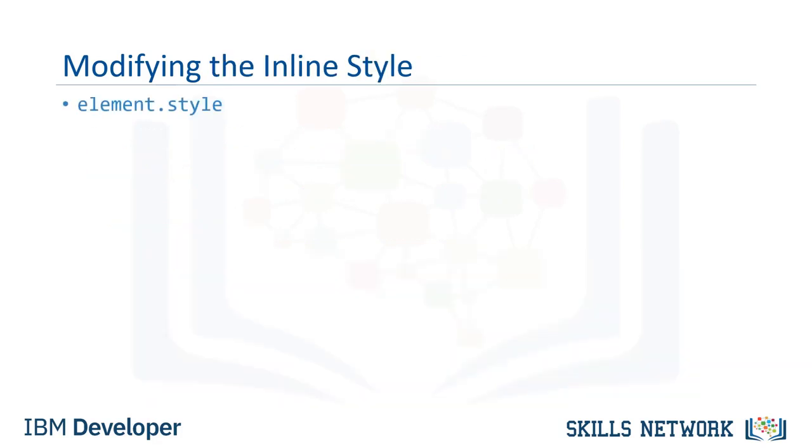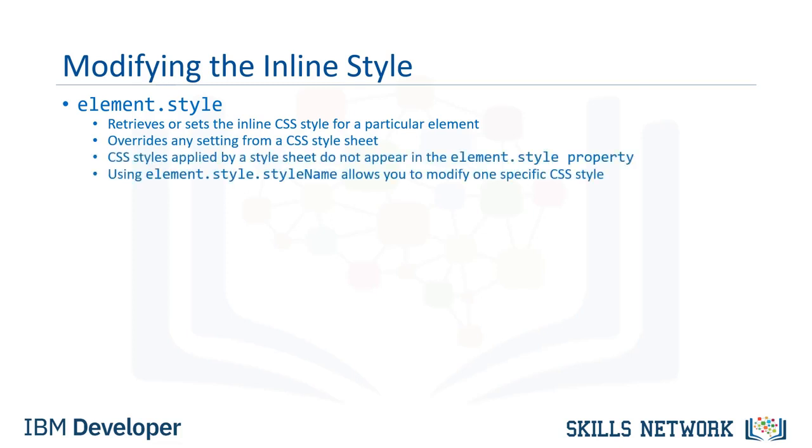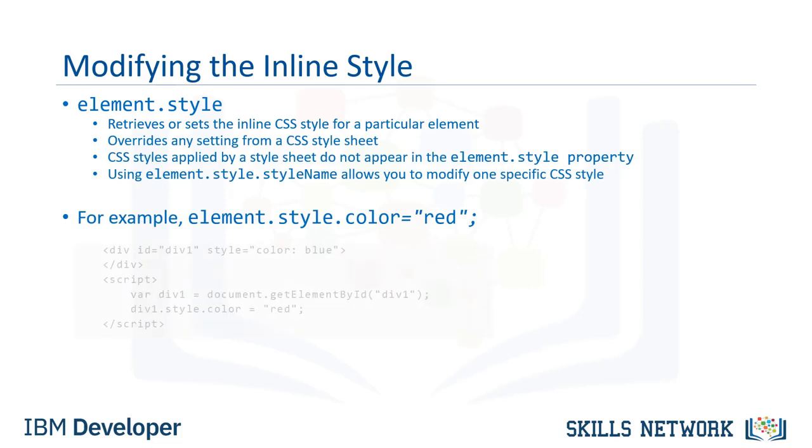You can use the element.style property to retrieve or set the inline CSS style for a particular element. If you use element.style to set the style of an element, it overrides any setting from a CSS style sheet with one specific style. The way to set the style in JavaScript is with the format element.style.propertyName=value.